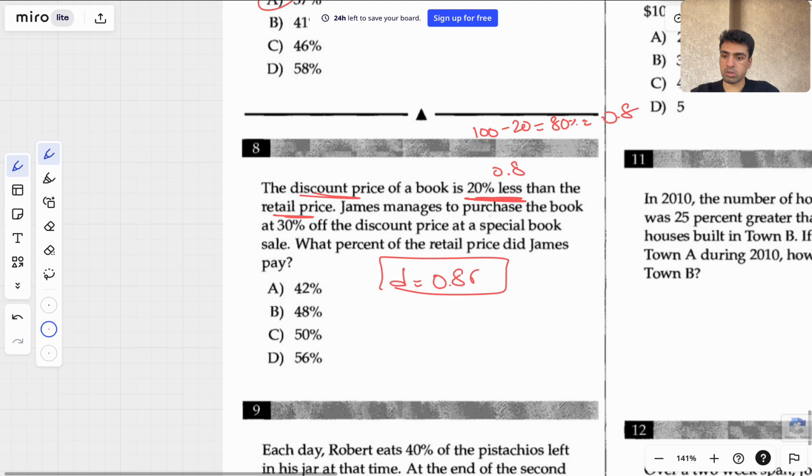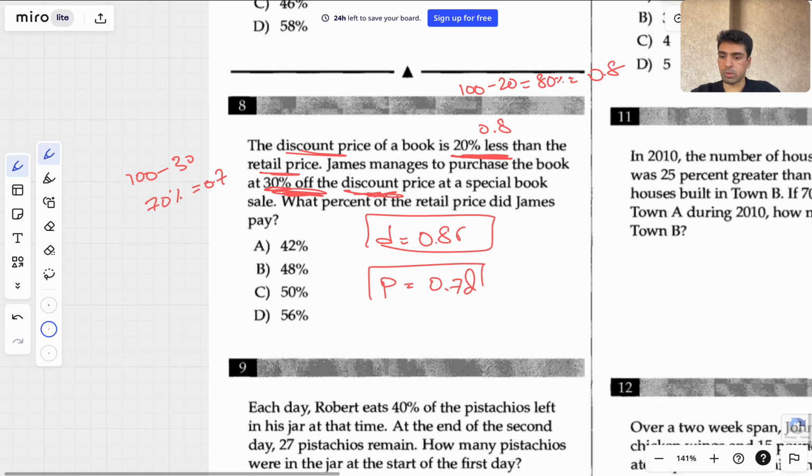Then it says James manages to purchase the book at 30% off the discount price. So he bought the book. So let's say the purchase price is P. 30% off means 30% decrease. So 30% decrease means 100 minus 30, which is 70, which means you can write that as 0.7 of the discount price. So 0.7 D, right? So what percent of the retail price did James pay?